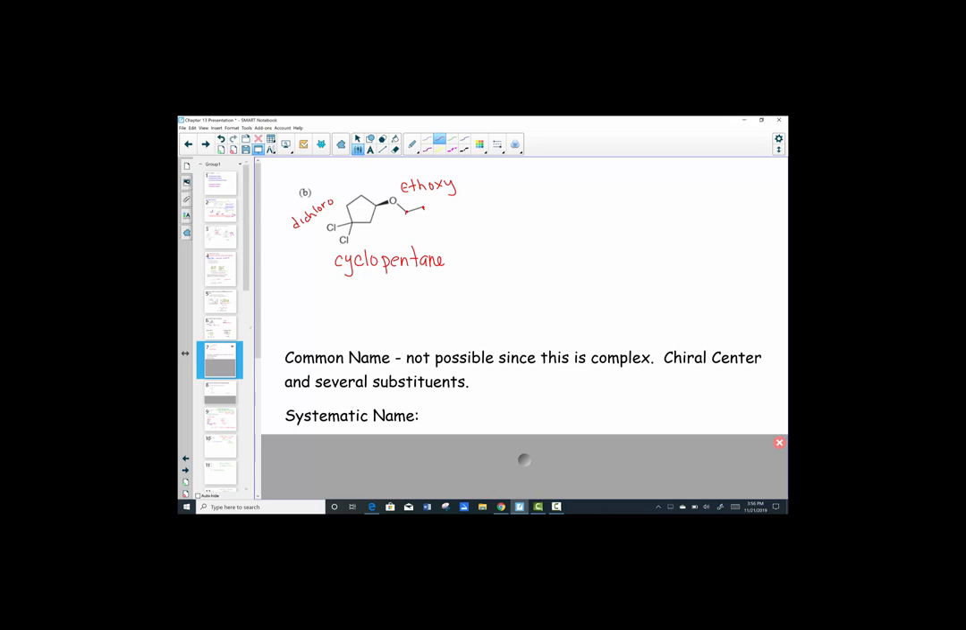Now, what about numbering? In the last chapter, we mentioned that alcohols always get priority 1. And so if this were an alcohol, I know that the oxygen would be granted the number 1 position. But that's no longer true for the ether. We want to find a numbering system to make sure that all substituents have the lowest number possible. And so if I were to number 1, 2, 3, 4, 5 in this direction, we'd have a 1,1-dichloro, and then we would have a 3-ethoxy cyclopentane.